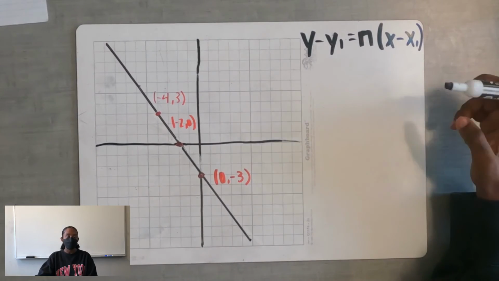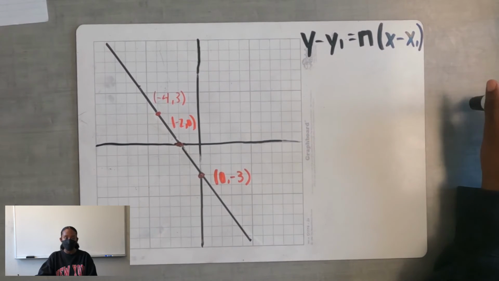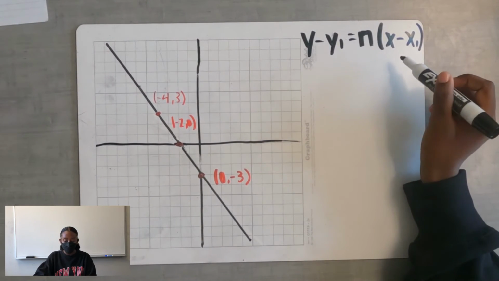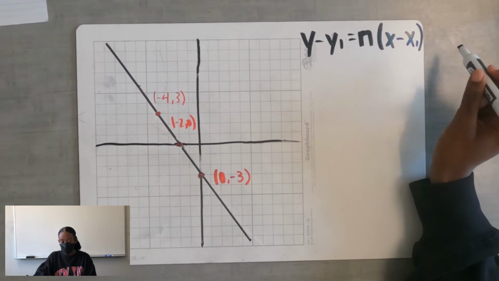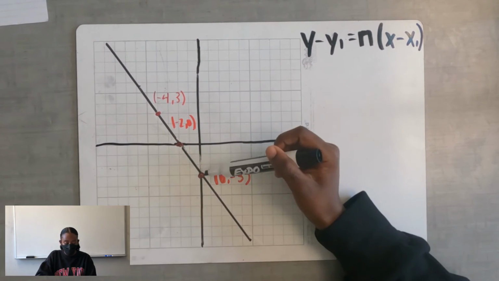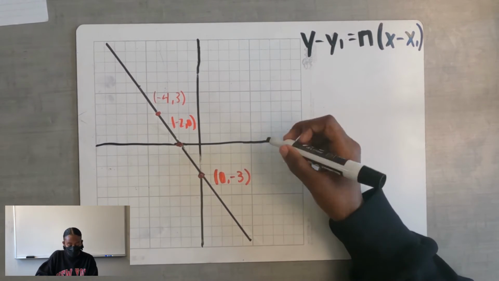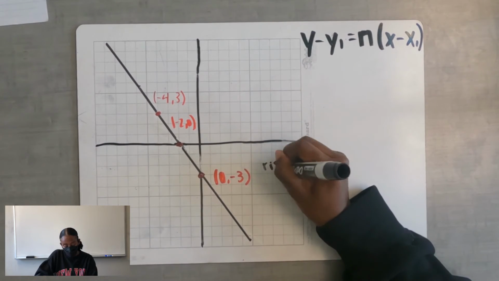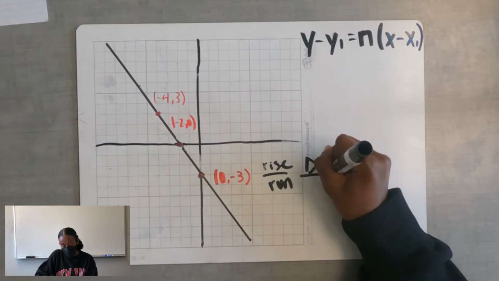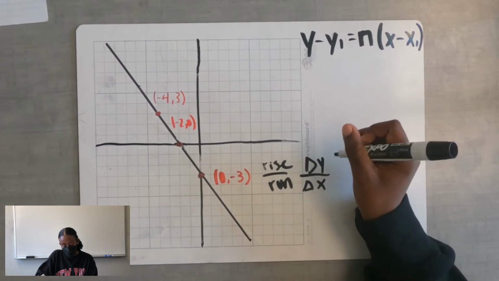Hi, my name is Rachel, and I'm going to be showing you how to use point slope form. So the equation is y minus y1 equals m times x minus x1. So first we're going to find the slope, and we're going to use these 2 points. So the slope is rise over run, which is also change in y over change in x.